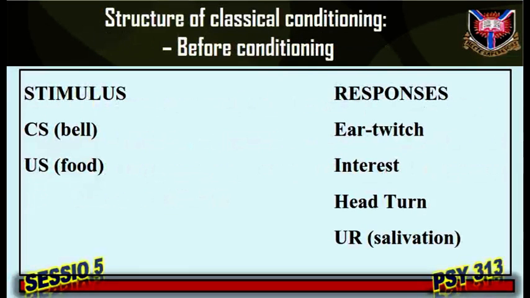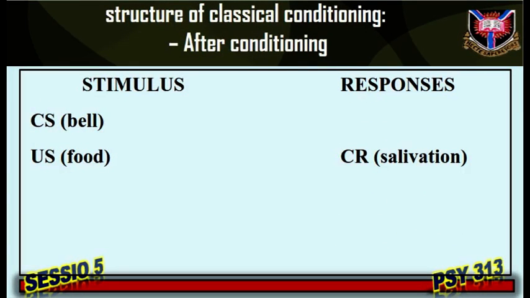The structure of classical conditioning. Before conditioning, stimulus: CS, bell; US, food. Response: hair twitched, interest, head turn; UR, salivation. After conditioning, stimulus: CS, bell; US, food. Response: CR, salivation.